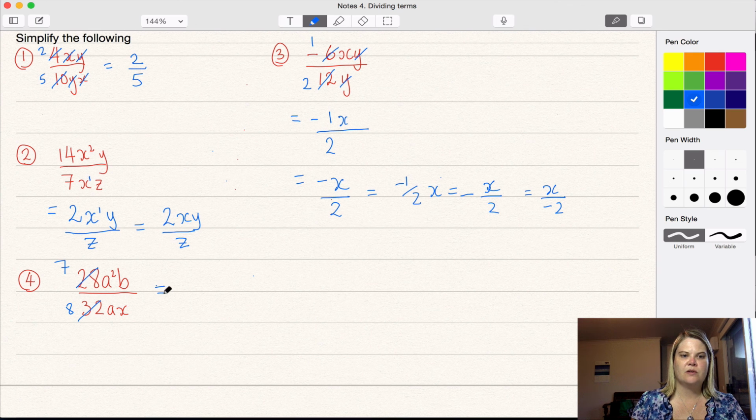Actually, I might work across so I don't go into the next page. 7 over 8, a to the 2 take away 1, b is on the top and x is on the bottom. Cleaning that up and simplifying further, we get 7a to the 1, which I don't need to write the 1, 7ab over 8x. Check if you can simplify any further, and we can't, so that one is fully simplified.